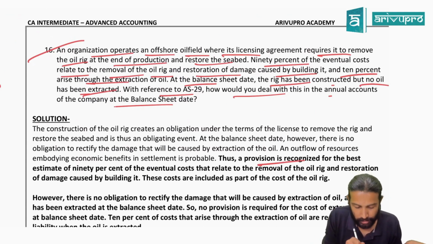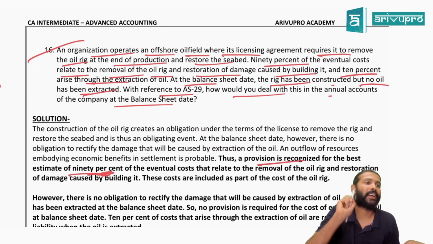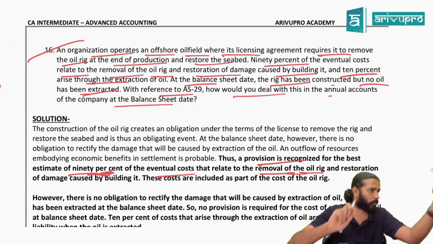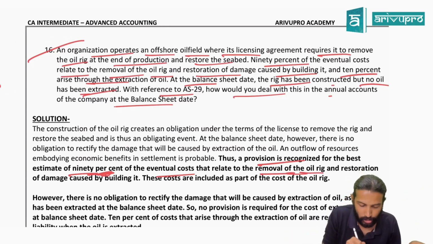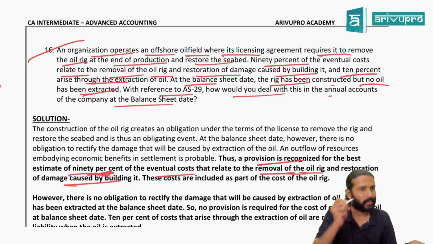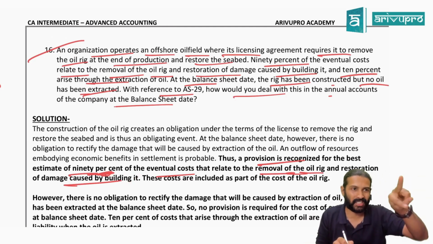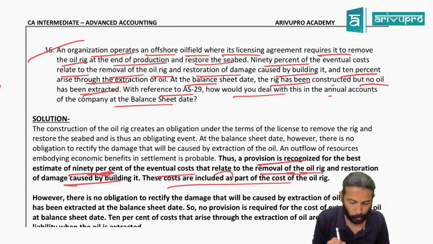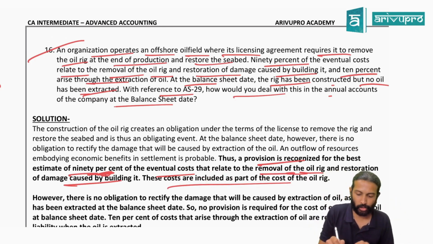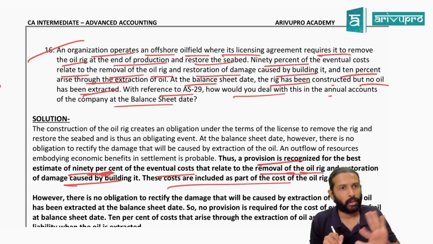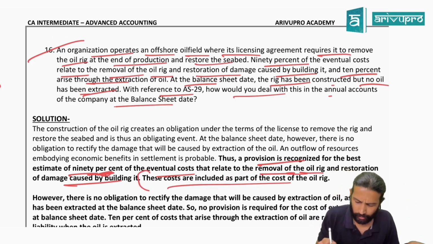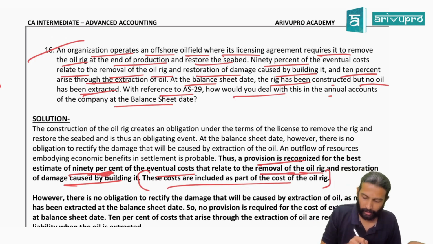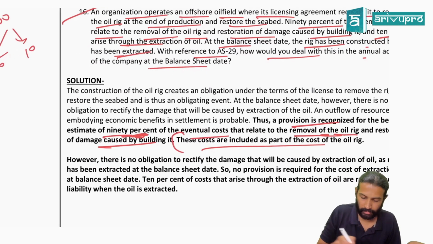Provision is recognized for the best estimate of 90% only of the eventual cost that relates to what? Removal of the oil rig. Fine now. And restoration of damage caused by building it. These removal costs, we call it DSR. It will be added to the cost of the asset. You'll study this in your Group 1. Leave this portion. Group 1 guys, you should be able to appreciate this. Others, for this portion, it's okay for you. Not a problem. Leave this. Fine now. Okay. Next, if you require it after this one, I'll explain.